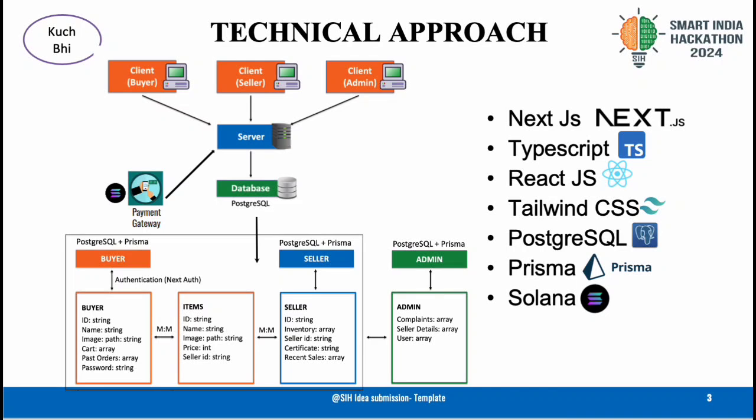Now these are the tech stacks that will be used in our project. We'll be using Next.js as it is better than others, as we can write the client code and the server side in the same file. For the backend, we'll be using TypeScript. For front end, we'll be using React.js and Tailwind CSS. And for database, we'll be using PostgreSQL plus Prisma. And finally, for the payment gateway, we'll be using Solana.